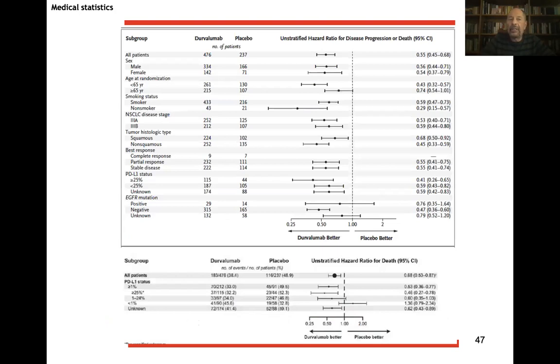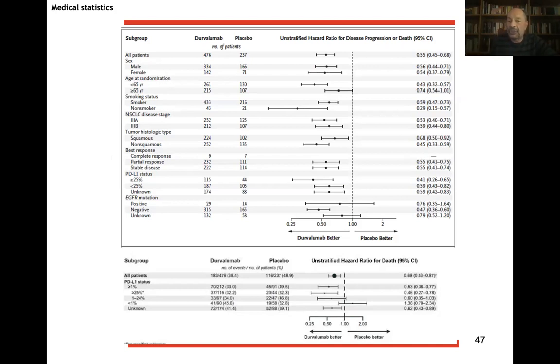Very interesting here is that at this point you can start to analyze the different categories of patients. You see here the patients are divided by sex, age, smoking status, stage, whether it's 3A or 3B, a little bit more advanced, a little bit less advanced, and the EGFR mutation, which is a biomarker of the disease.